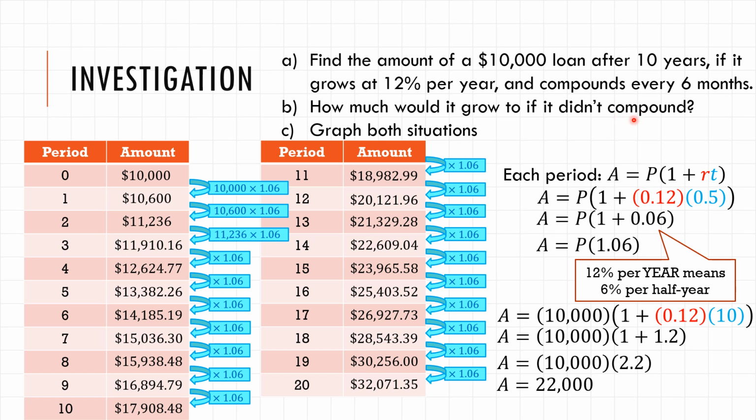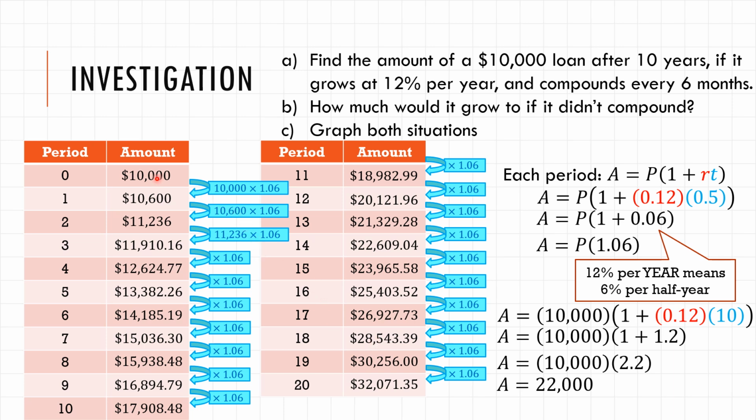Now notice the difference between these two. Just by compounding it every 6 months, the interest rate was the same, but just because we compounded it every 6 months, it grew to more than $10,000 higher than it would have if it did not compound. This is the power of compound interest, and I'll show you another when I graph these, and hopefully you've graphed it already and you're already seeing how much these are different.